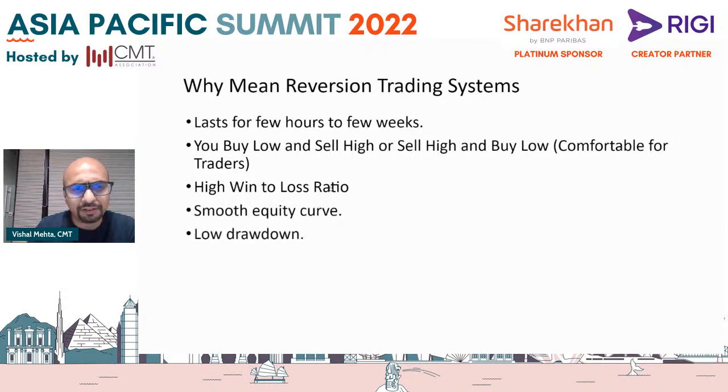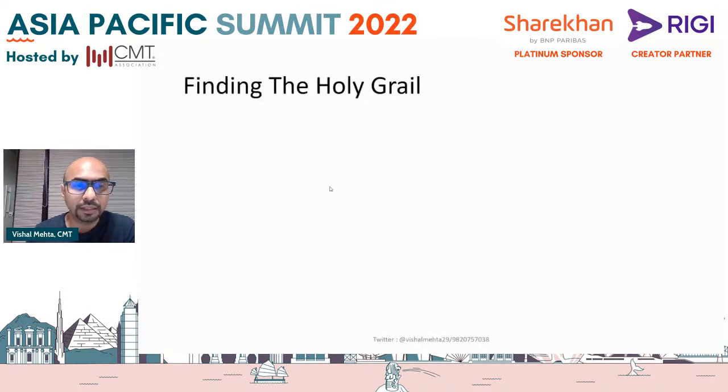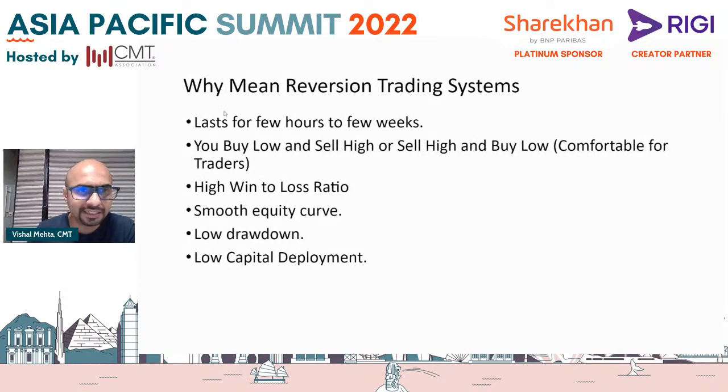Your equity curve will be very smooth. Your drawdowns, the losses that you're going to make, will be in complete control. Low capital deployment. So these are all the major reasons that a retail trader loves to trade a mean reversion trading system: low capital deployment, low drawdown, smooth equity curve, high win loss ratio, buy low, sell high, and it lasts for a few days to a few hours. Who doesn't want that? It's like a dream come true for us, right?